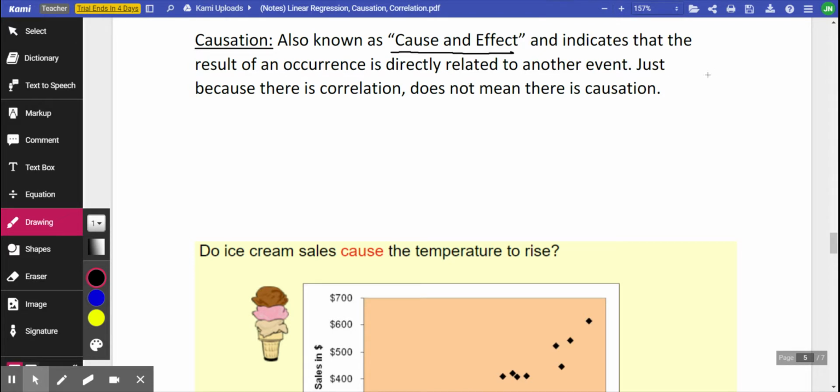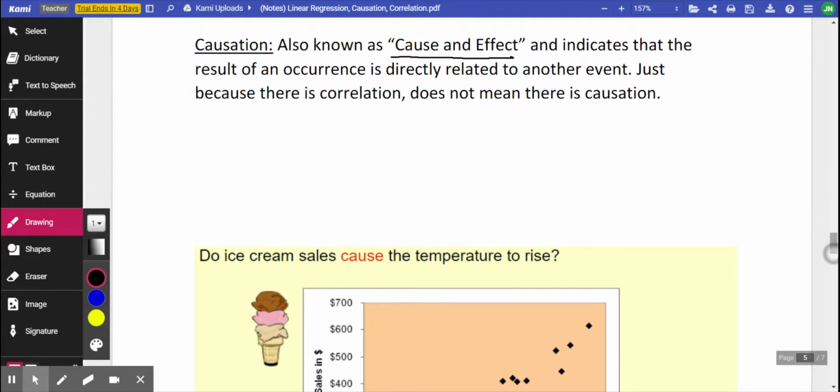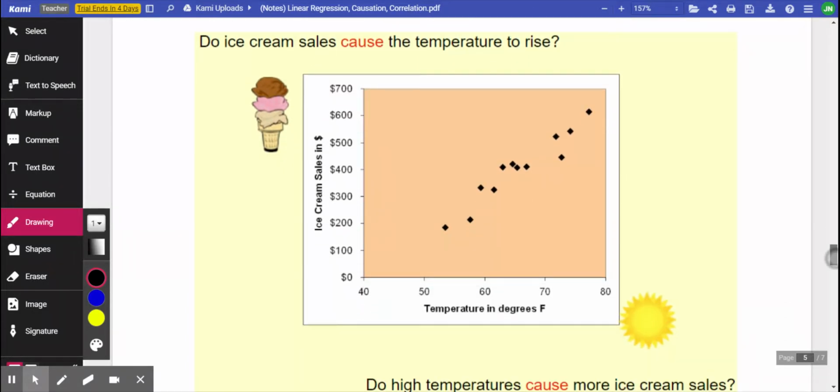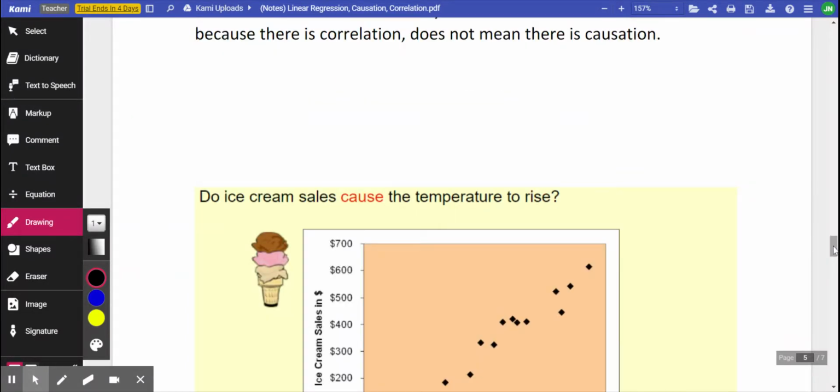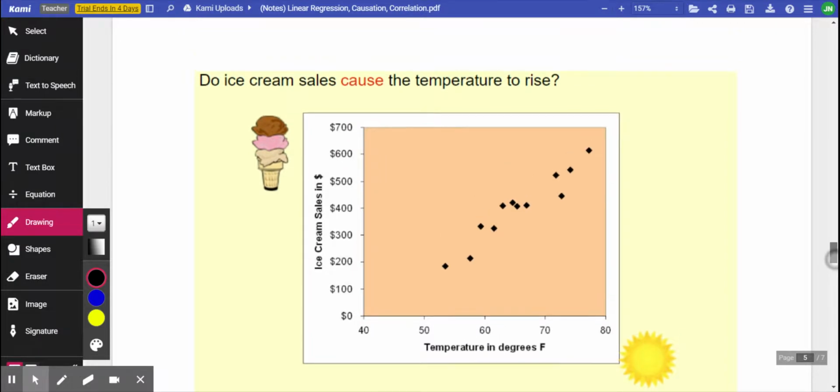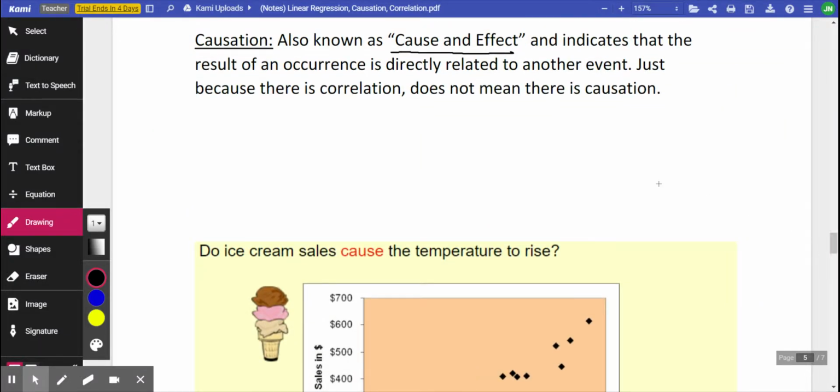But it can apply to any other thing. For example, one of the examples that I have here is: do ice cream sales cause the temperature to rise? If they cause something to happen, that means that there is causation. So the cause and effect, right? If something causes something to happen, that means that there is causation. So let's write that down.